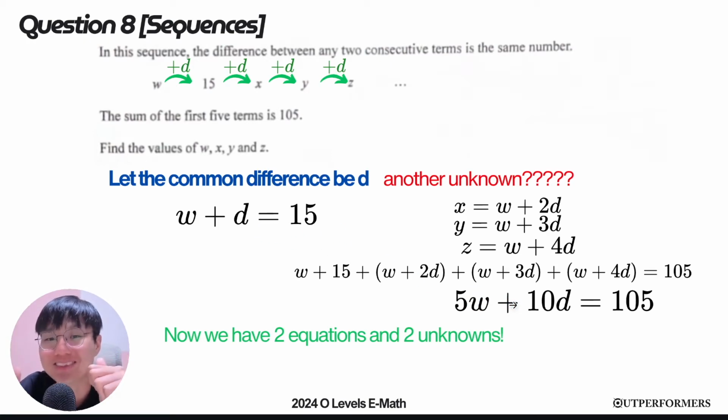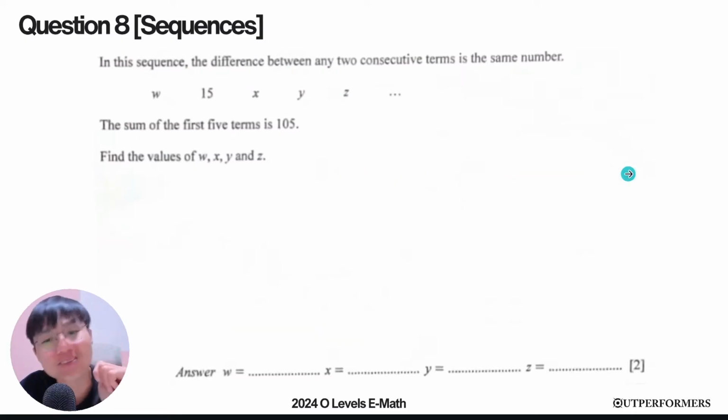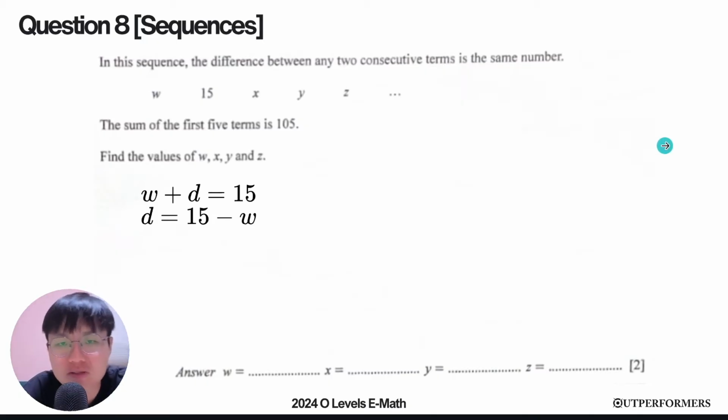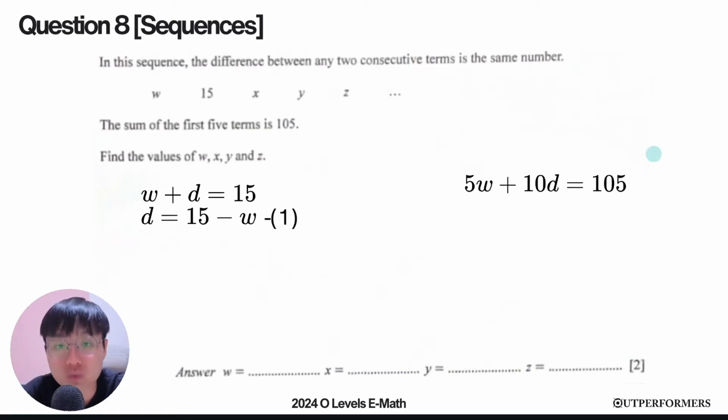That's good news, right? So let's continue our solving right here. So w plus d is equal to 15. And over here, because we have two equations, you can either use your substitution method or elimination, up to you. I decided to use substitution method right here, making d the subject. So d equals 15 minus w, that's equation 1.